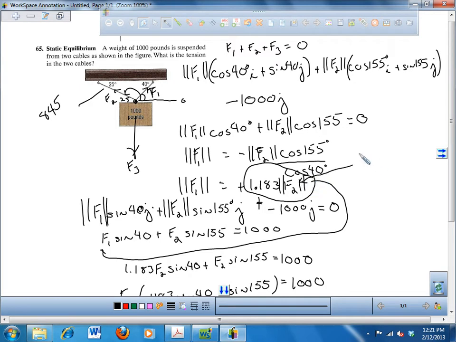Now to find force 1, all I have to do is plug that back in here, right? So what's 1.183 times force 2, times 845? What do you get there, Rach? 999.96. That sounds like a lot. Is that the right answer in the back of the book?